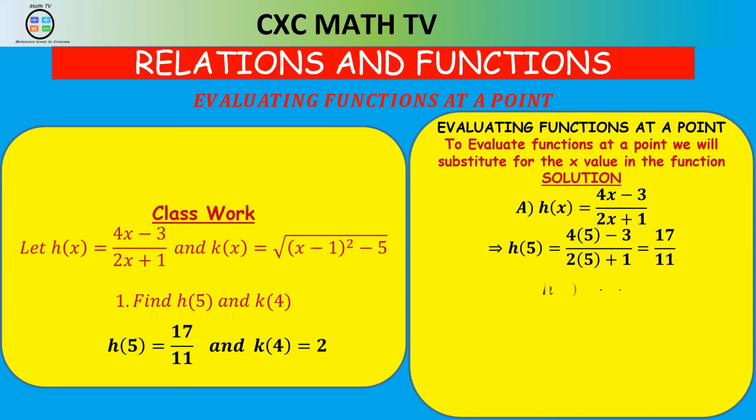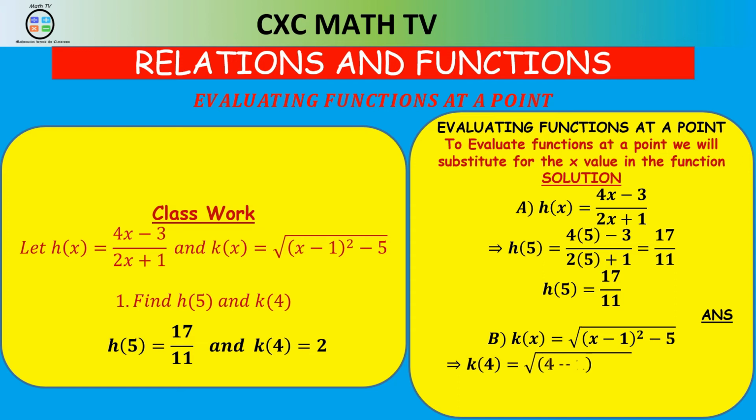Part B, k of x is the square root of x minus 1, all squared, minus 5. So replace x with 4. So k of 4 is now the square root of 4 minus 1, all squared, minus 5. That's 3 squared, which is 9, minus 5, which is 4. And then we square root that to get 2. So k of 4 is 2. Nice.